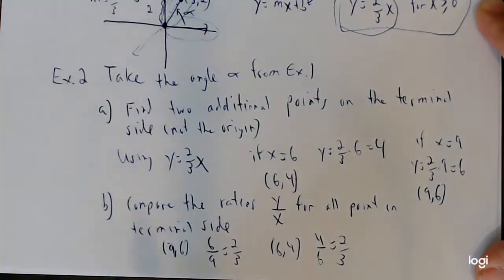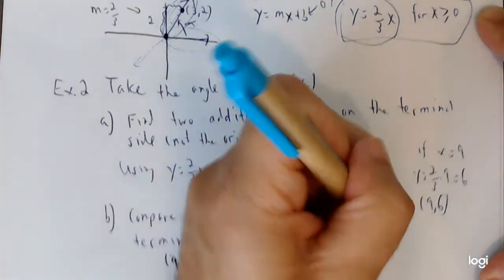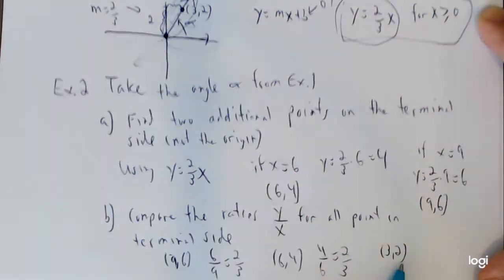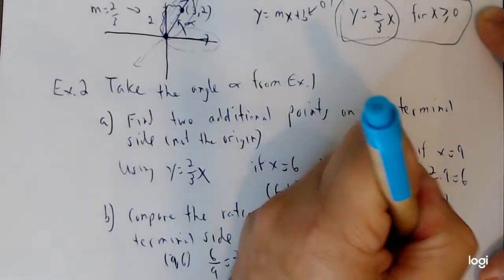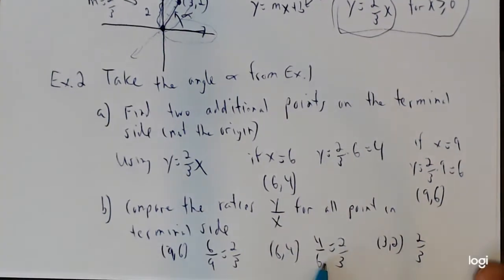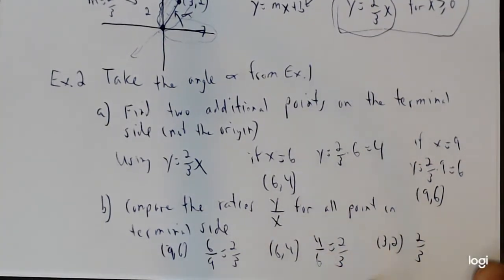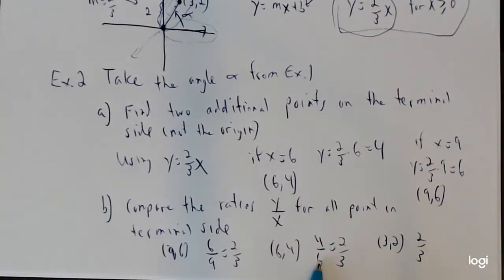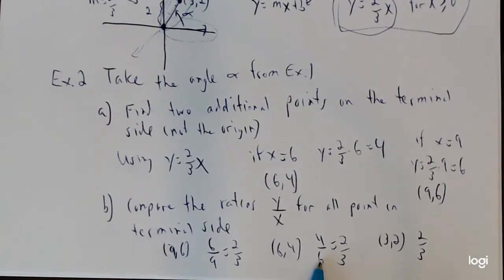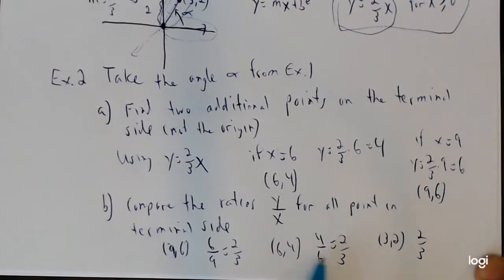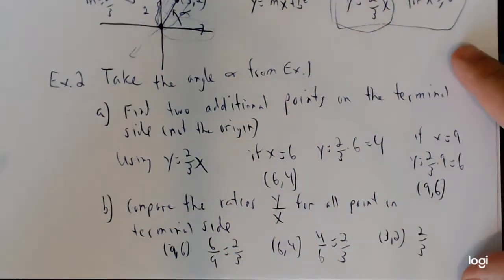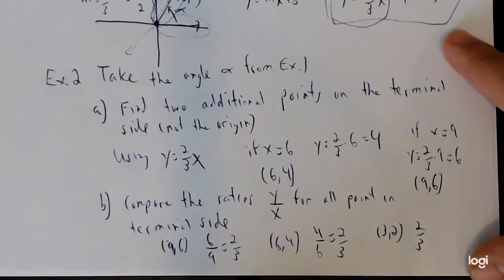And then if you look at the original point we had, which was 3, 2, if I take y over x, what do I get? I get 2/3. Now notice how all of these points, when I took y over x, I got the same ratio. Okay, now is that a surprise? It's not, right? Because all of these are in proportion. We're being told that you're dealing with similar triangles.